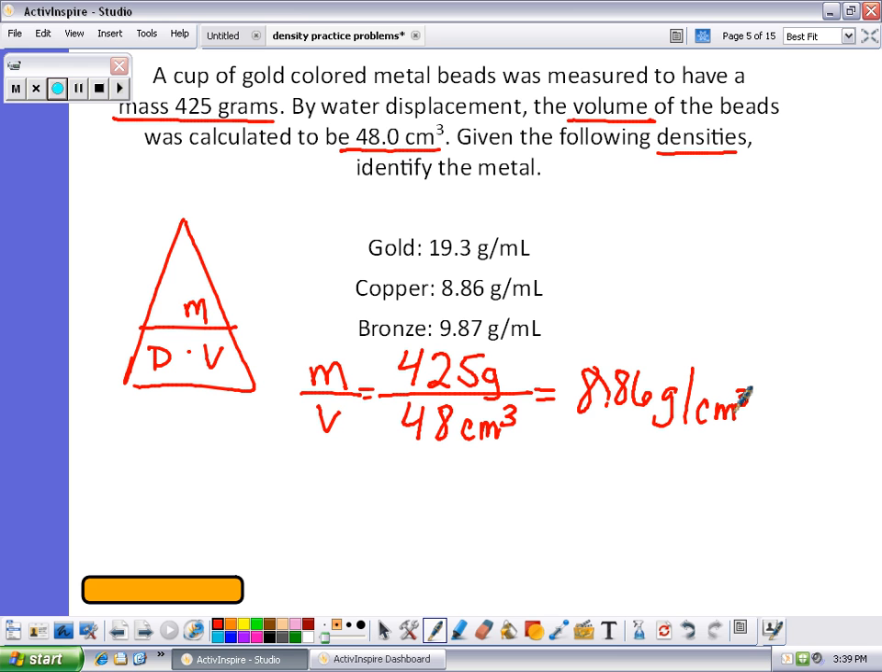But our answer choices have milliliters. Remember, cubic centimeter and milliliter are equivalent. So which one does it fit? And the answer is copper is what our beads are made out of.